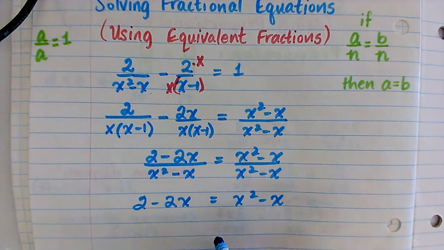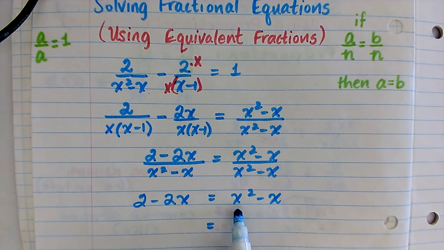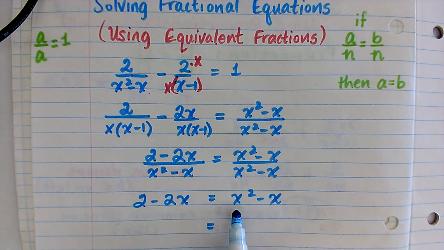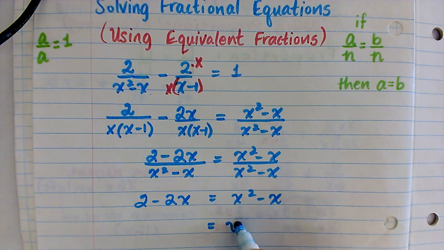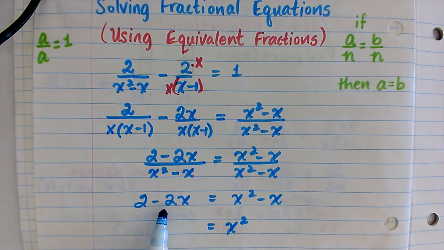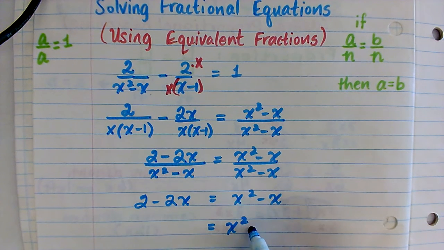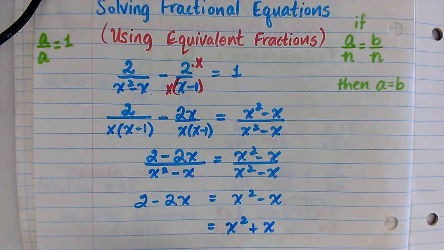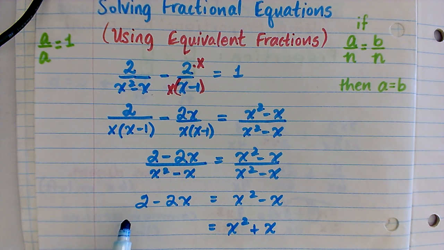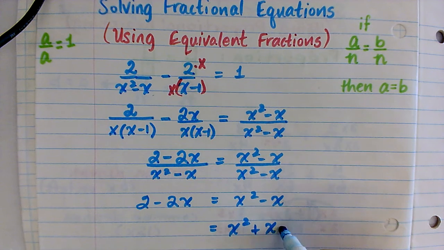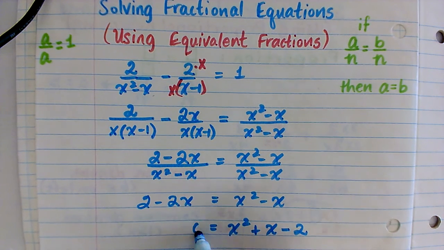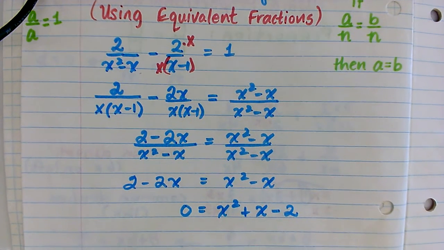And from this point, I can see I've got an x squared, so I'm going to isolate everything to one side and solve it as a quadratic. So if I leave the x squared on the right because it's positive there, add 2x, that's going to give me plus x on that side. And then this plus 2, I'm going to subtract over to the right. I've set it all equal to 0.